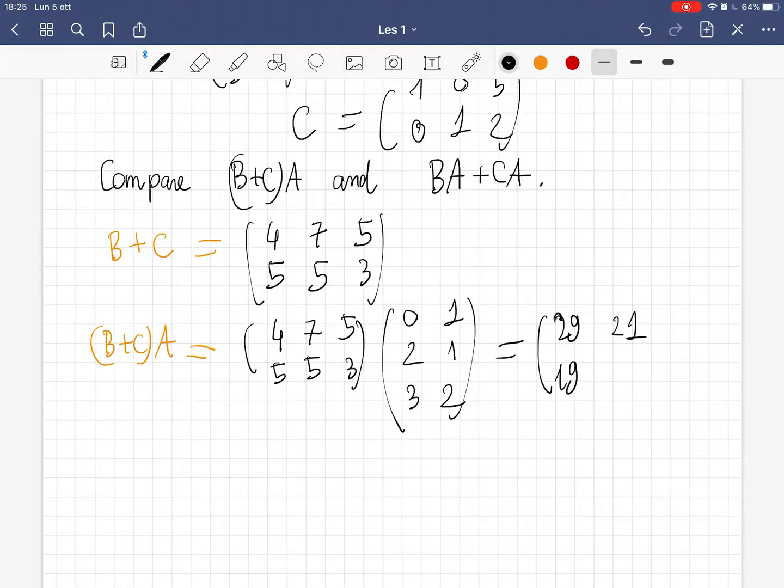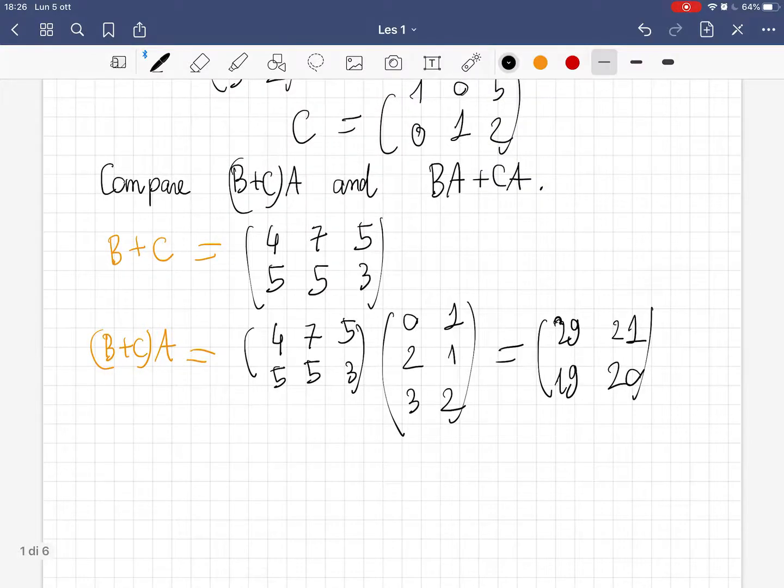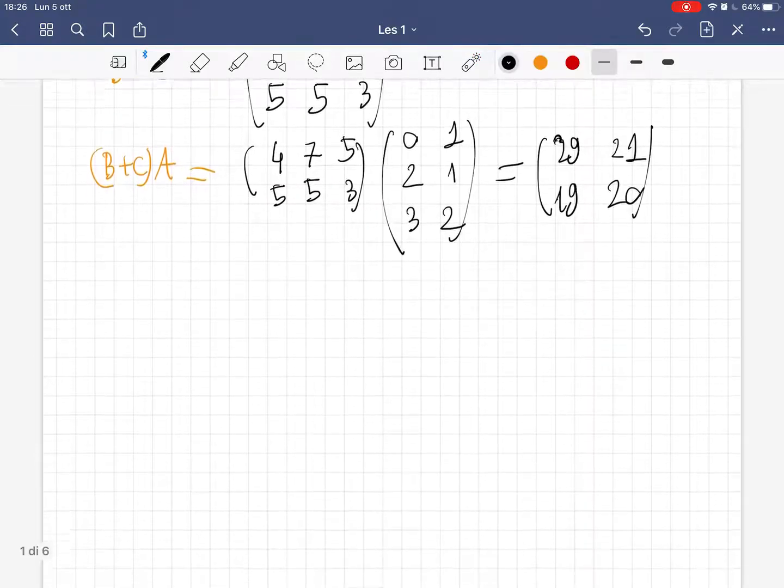Okay, and the last one, this times this. So we have 5 times 1, which is 5, plus 5 times 1, which is 5, plus 5 times 2, which is 10. So 10 plus 10, which is then 20. Okay, so we have it. And then let's do the other products. So I ask you to do this, BA plus CA, but first, of course, we have to do B times A and C times A.